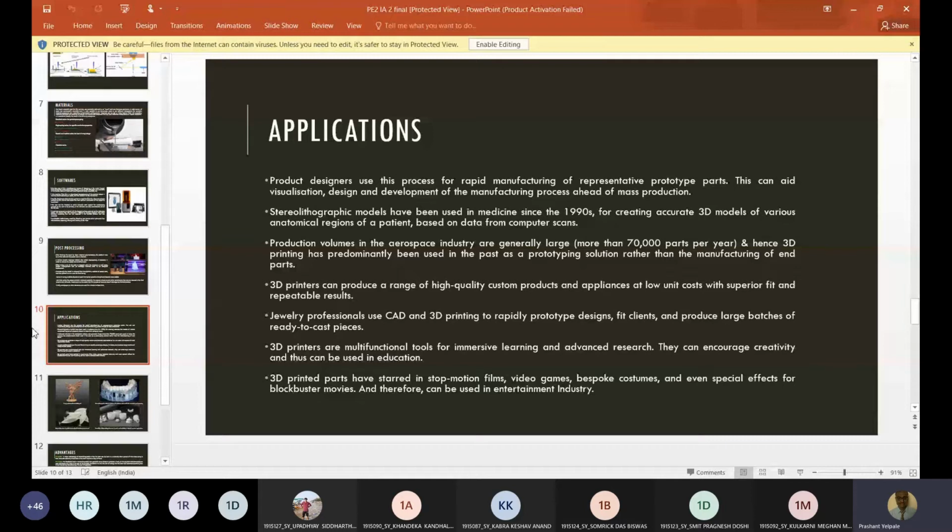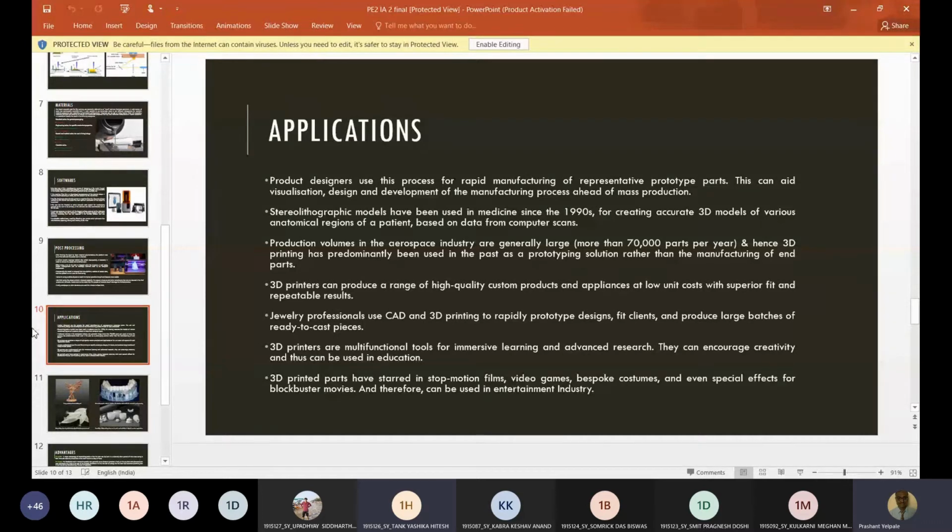Stereolithography offers a variety of real-world applications in diverse fields, from manufacturing to biomedicine. Designers use this process for rapid prototyping. Stereolithographic models have been used for creating accurate 3D models of various anatomic regions of patients based on data from computer scans. Also, there have been large production volumes in aerospace industries using 3D printing as a prototyping solution rather than end part manufacturing.